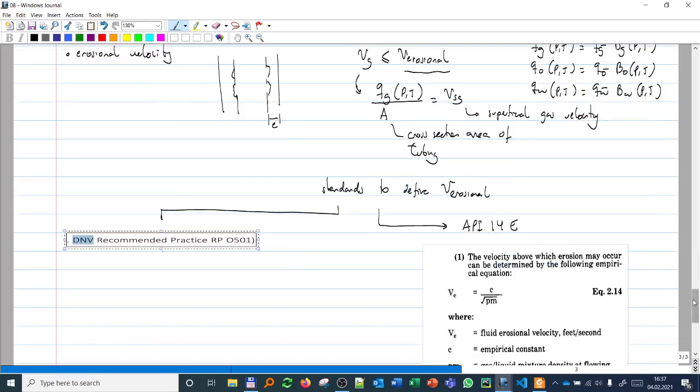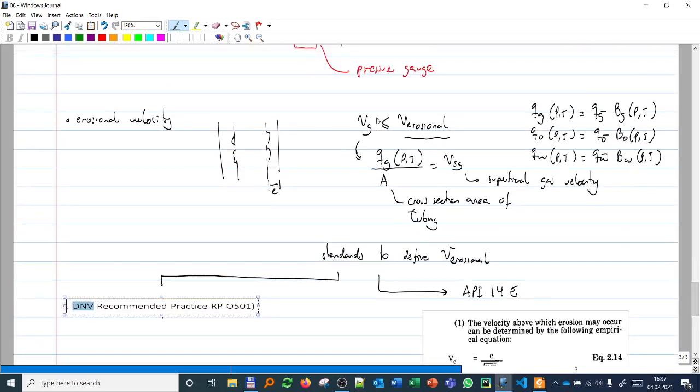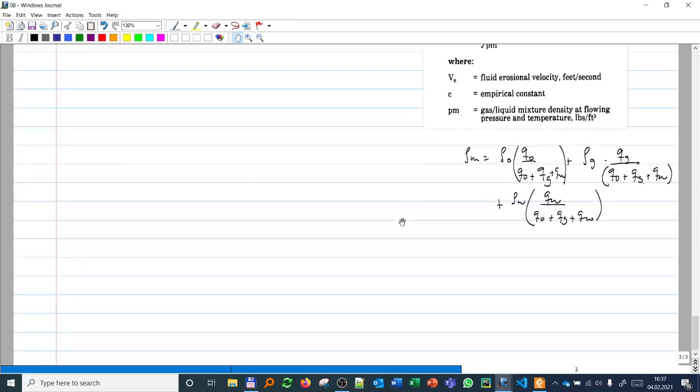So this is one thing: you have to design your tubing such that your velocity stays below the limit. Because you have this cross-section area, if you make it very, very small, the velocity will be very, very high, and then you're going to have problems of erosion. Another problem that we might have is in gas wells, where the velocity of the gas must be higher than the critical liquid loading velocity.